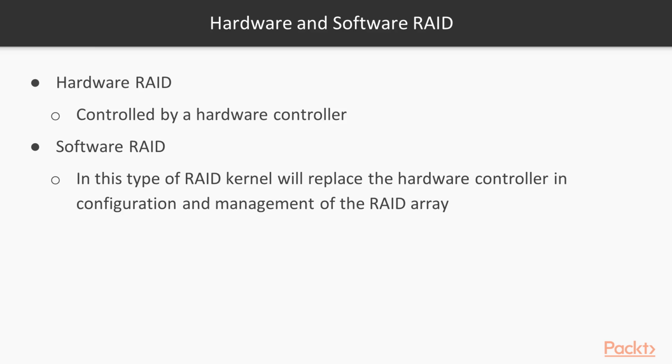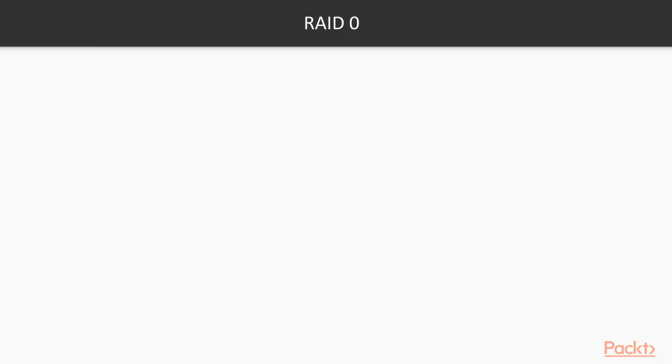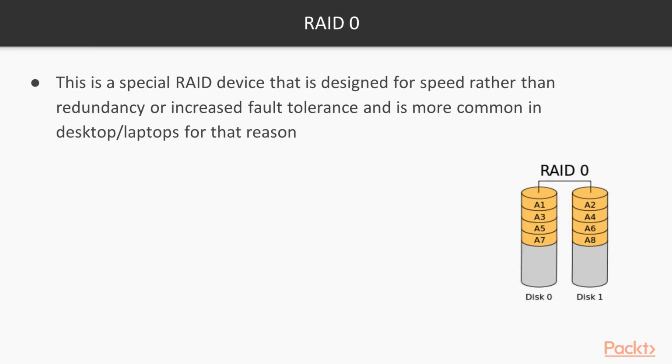Now let's talk about the RAID types. The RAID types usually used are RAID 1, 5, and 0. So first of all, what is RAID 0? This is a special type of RAID device that is designed for speed rather than redundancy or increased fault tolerance, and is more common in desktops and laptops for that reason.